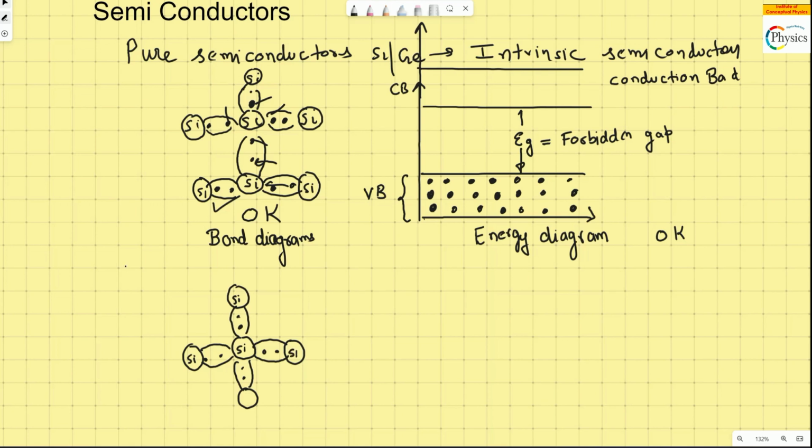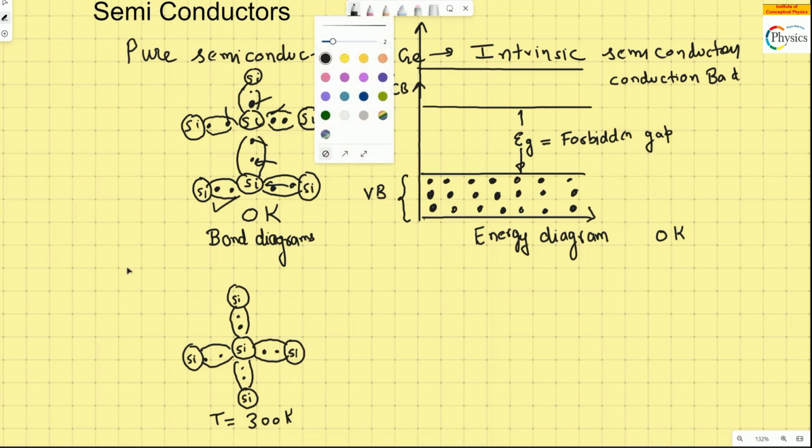This is silicon, this is silicon, right? Now what happens when the temperature is 300 Kelvin? These electrons which are part of the bond, for example, this particular electron, let me show you with a different color, will break out of the valence bond and become a free electron.